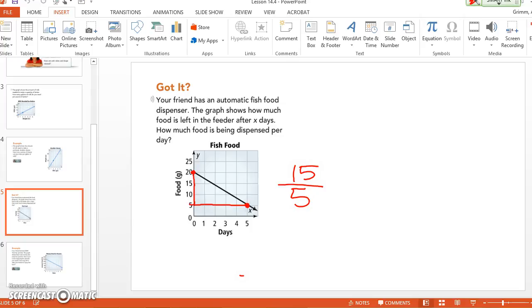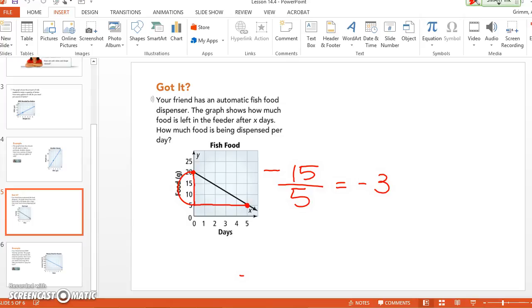You guys see it? This would be 15. This would be over 5. Oh, yeah. It is decreasing and going down. And so then we're going to reduce this to -3. What does that -3 mean? Jacob? Decrease of 3. Yes, it's dispensing 3 grams every day.